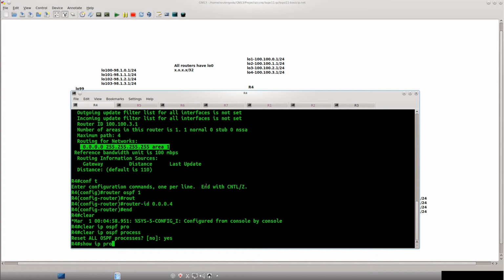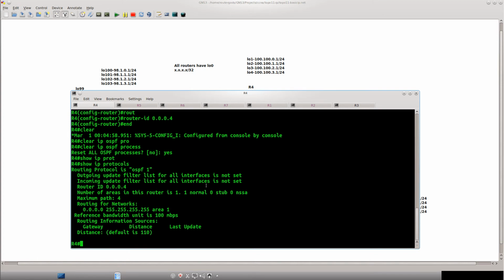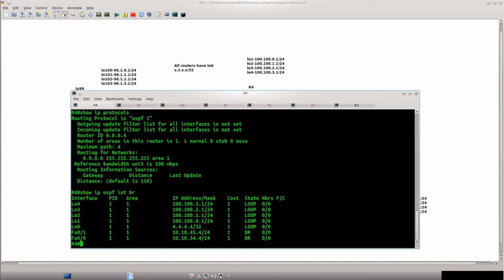Okay, so now if I do show IP protocols, you'll see that my router ID is 0004. And then to verify which interfaces are actually in OSPF, you could do show IP OSPF interface BR. BR stands for brief. And you'll see I've got both my FastEthernet interfaces, fast00, fast01, and loopbacks 0 through 4 in there. So everything's chucked into OSPF.